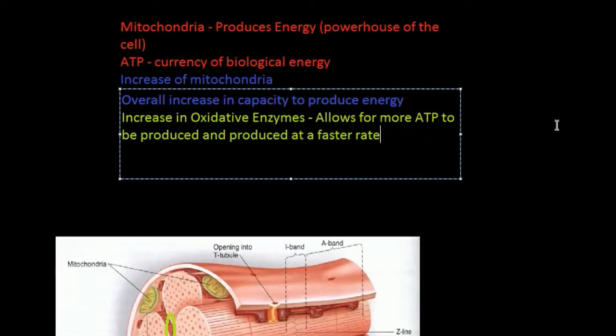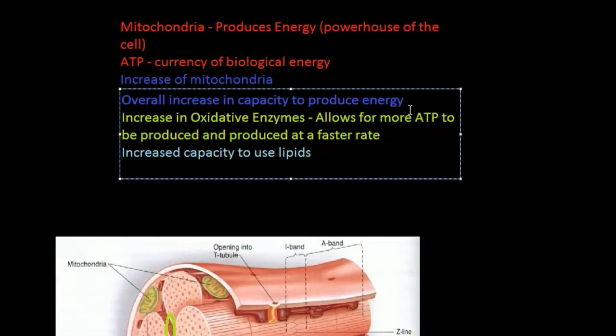Now, there are other adaptations that our mitochondria undergo, such as an increased capacity to use lipids to produce energy, which is basically our fats. And this saves using our glycogen in other stores, but we're not going to go into this in detail in this video.